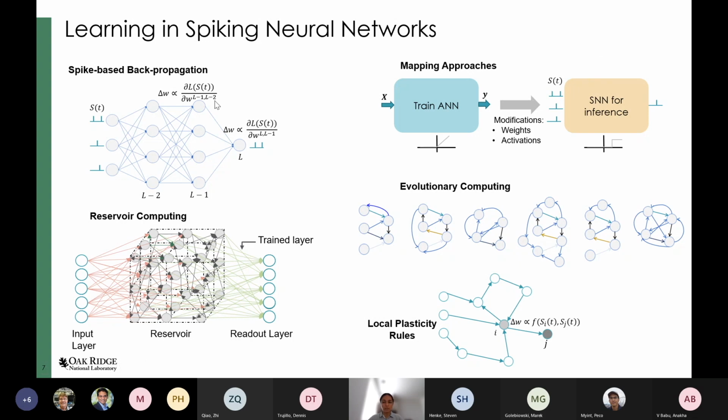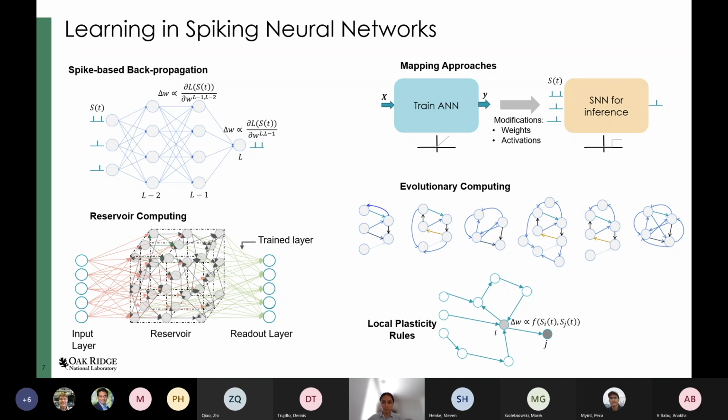The third approach that people take is the mapping approach. That is, you take a traditional ANN, train it for the given problem, and then modify its weights and activations so that it can be translated to a spiking neural network. And the reason for this is so that this spike-based model can be implemented on a neuromorphic hardware.